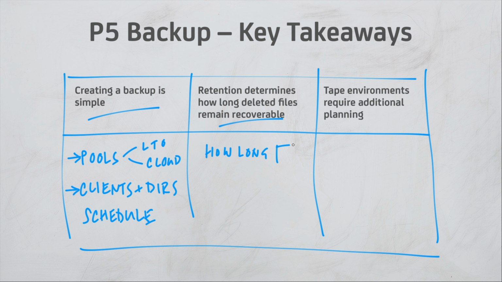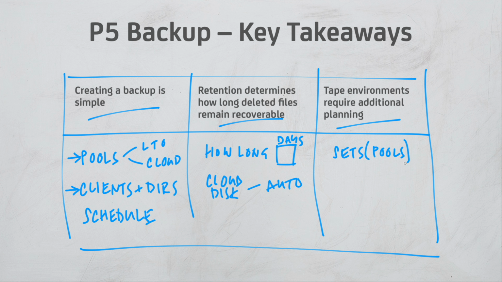When you're backing up to cloud or disk storage, you'll use the automated progressive backup technique, which will handle the recycling of older containers holding your data on that cloud or disk storage. For tape environments, you need to think about sets of tapes, which in our language is pools. So if you want to have multiple sets of tapes for various reasons, then you need to create pools and label tapes into those pools.